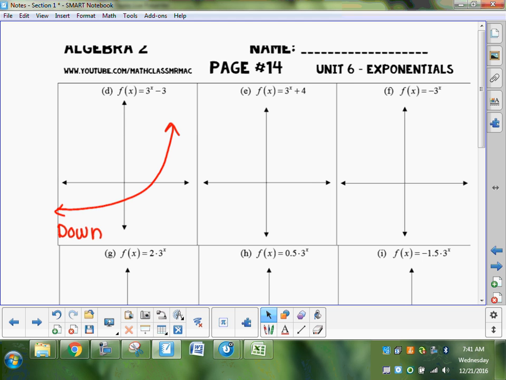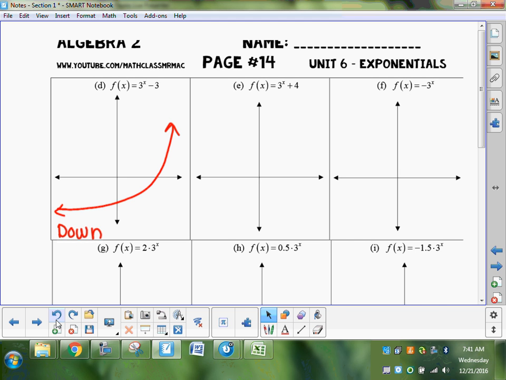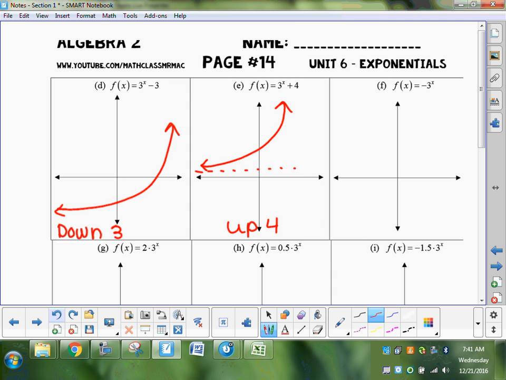This one over here would be down 3. This one over here is going to be up 4. So the graph would look like it did before, except it would be higher. And the asymptote line that normally is going to be the x-axis would now be the line y equals 4. So it goes from y equals 0 to y equals 4.